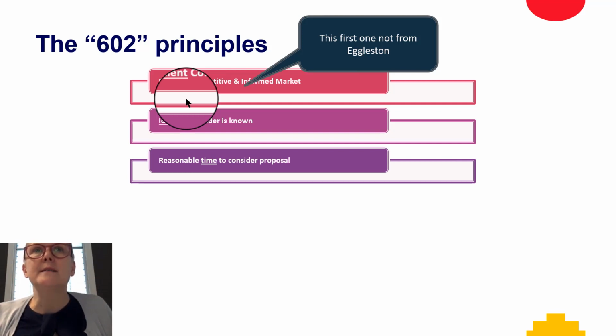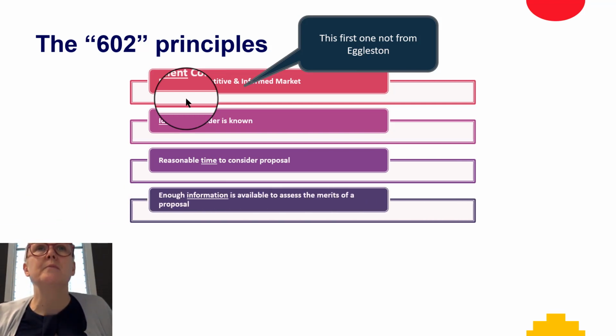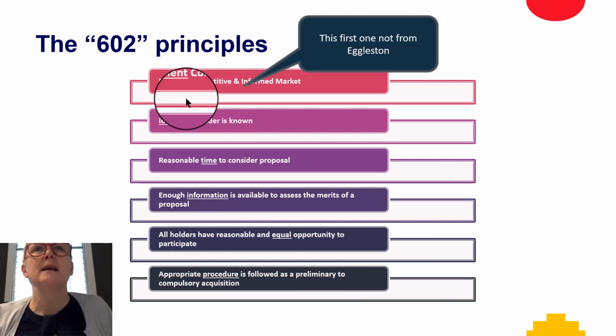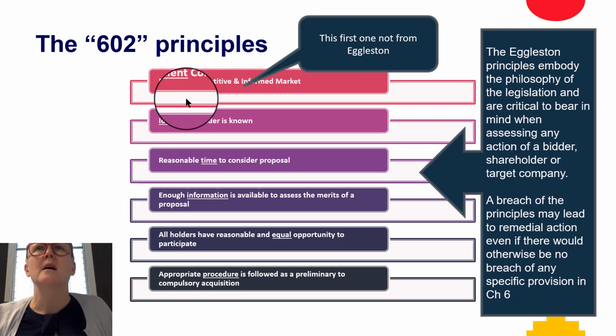Offerees need a reasonable time to consider the proposal. They need enough information to assess the merits of a proposal, and they have a reasonable and equal opportunity to participate, and there are appropriate procedures as a preliminary to compulsory acquisition. So before you actually can be required to sell shares, there is an appropriate and fair procedure in place.